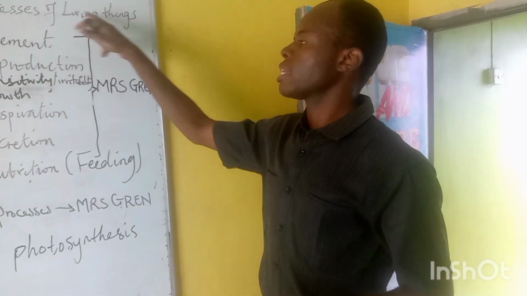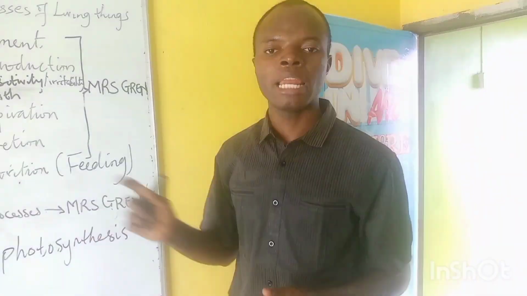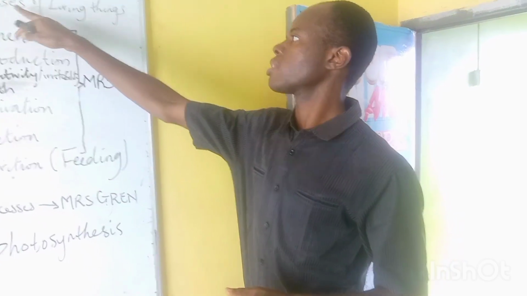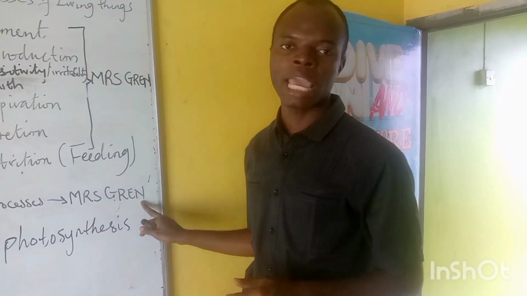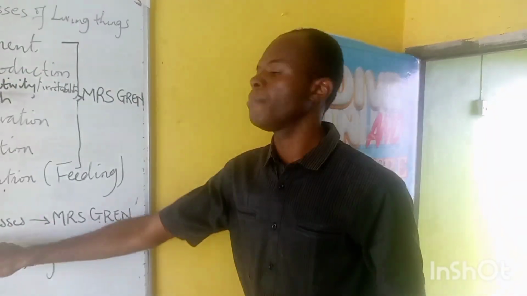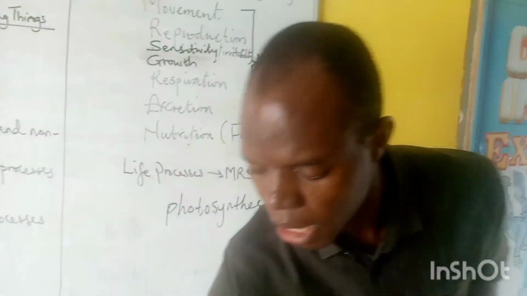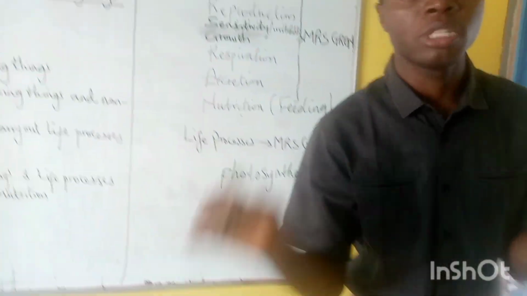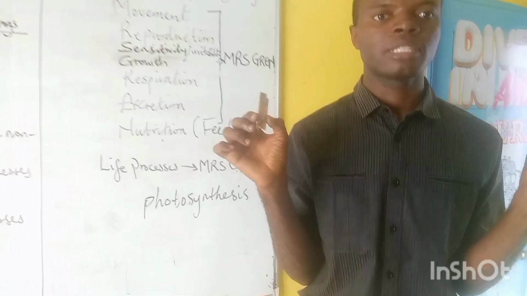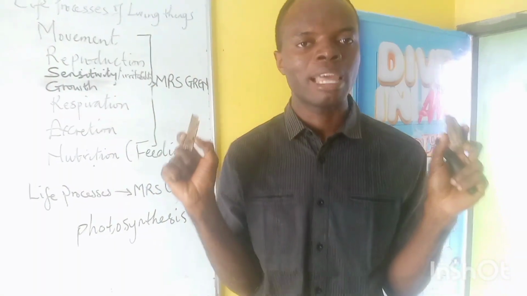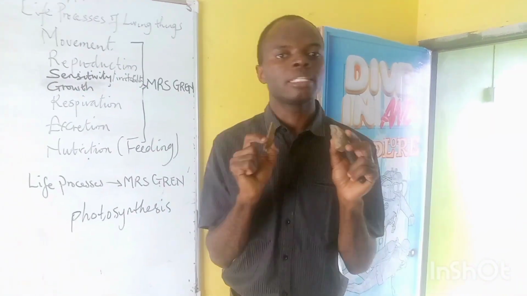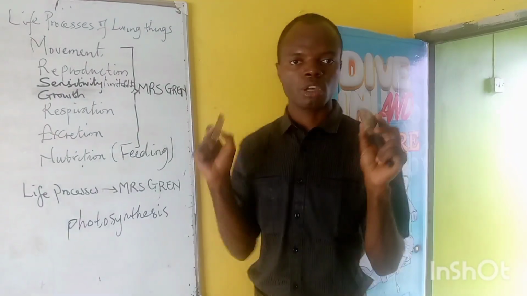These life processes must be seen completely in a living thing. All living things must have these life processes, which is Mrs. GREN, in them, and that's what makes them living. While non-living things like stone and wood don't have these life processes. Even if they have some of these life processes, it is not complete. Mrs. GREN is not complete in them.